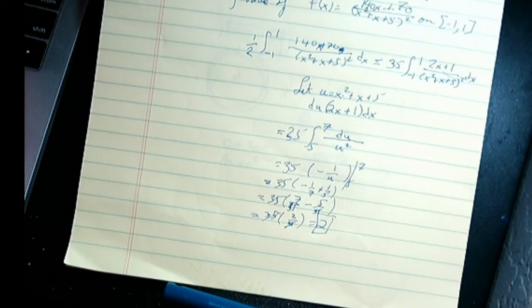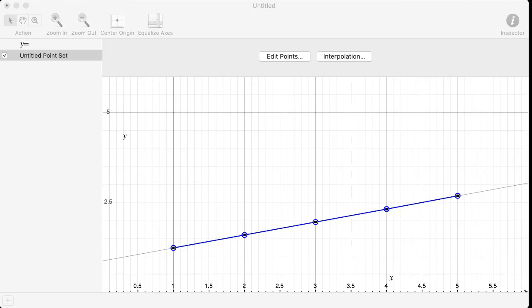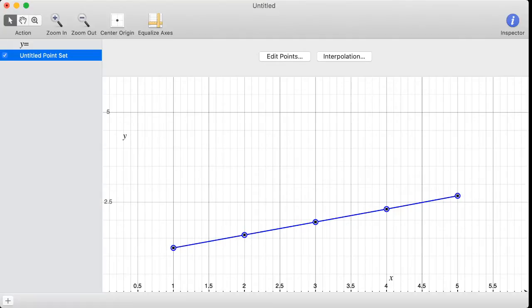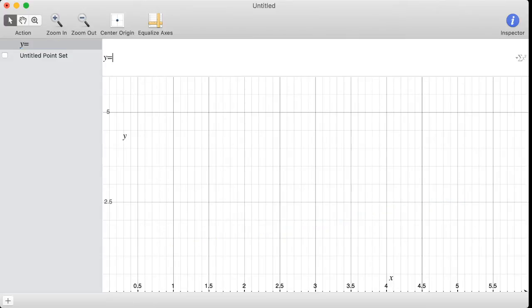If you ever doubt yourself with this sort of thing, it's worth doing a sanity check. Is 2 at least plausible? If you have a grapher nearby, you can do that. Let's switch to our grapher for a second, which still has some point set from another week. That's okay. So I pull out my grapher here, get rid of this point set, and let's just plot y equal to that function.